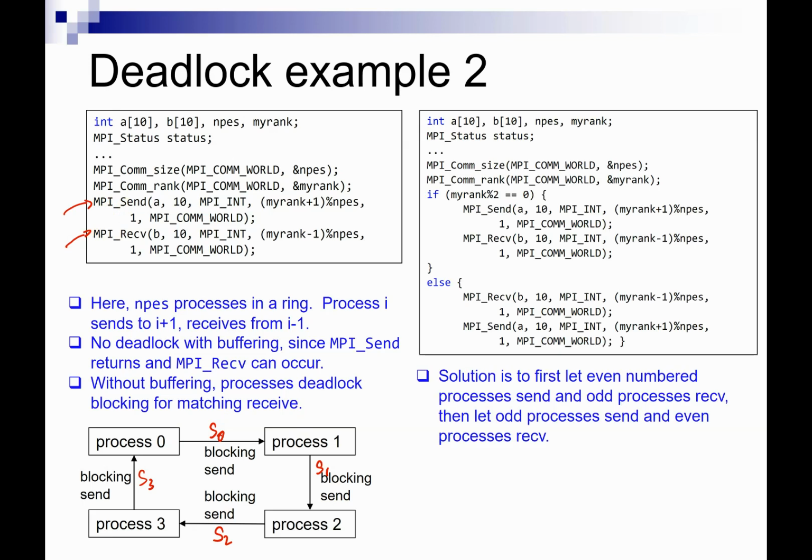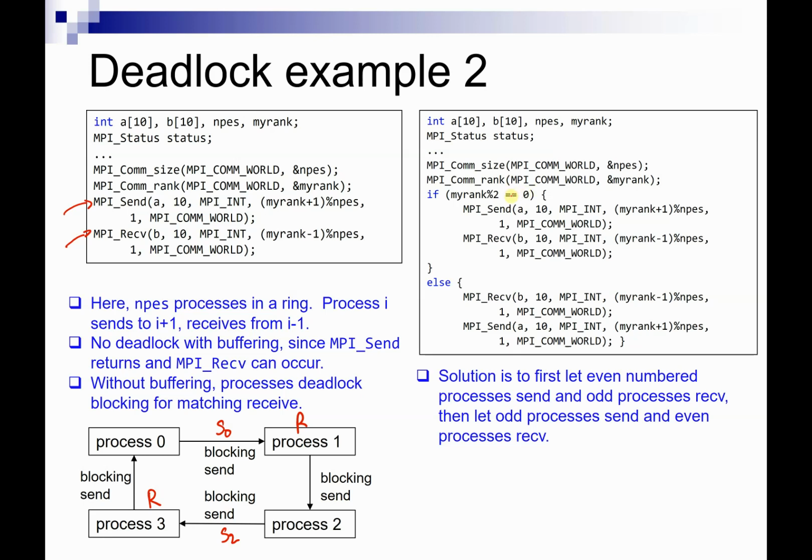So how do you fix this? How can you allow processes to send in a ring, but without deadlock? Instead of everybody sending first and then receiving, we're going to have half of the processes send first, and the other half of the processes receive first. So process 0, let's say, is going to send first, but then process 1 is going to receive first. Then process 2 is going to send first, but then process 3 is going to receive first. The way we write this is I'm going to look at my rank.